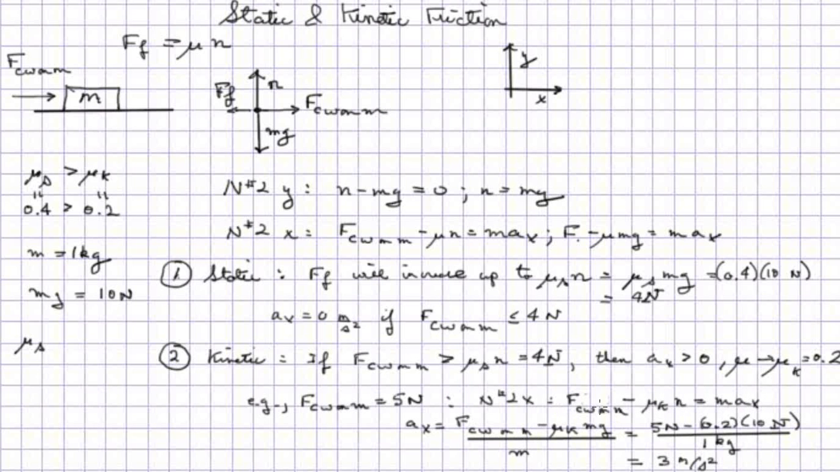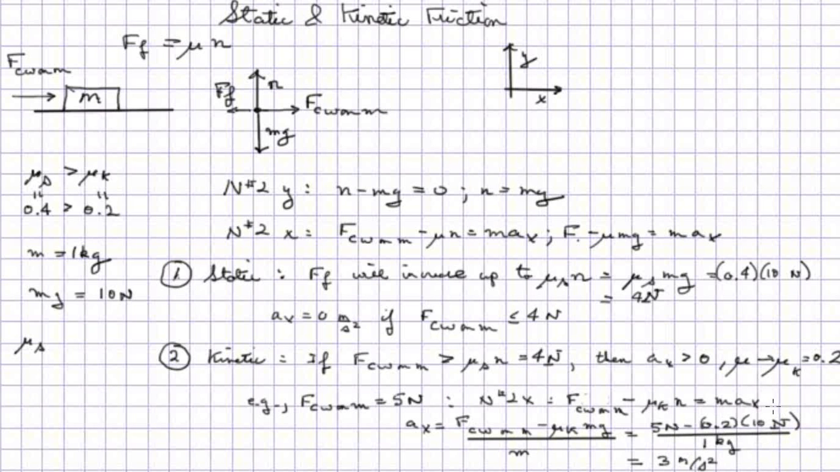If I solve this equation for a sub x simply by dividing both sides by m and then put my values in, I'm assuming 5 newtons for F of CW on m, and mu sub k, the coefficient of kinetic friction, which is 0.2, times the weight of 10 newtons, divided by 1 kilogram. That's 5 minus 2, which gives me 3 in the numerator, divided by 1 is 3 meters per second squared.